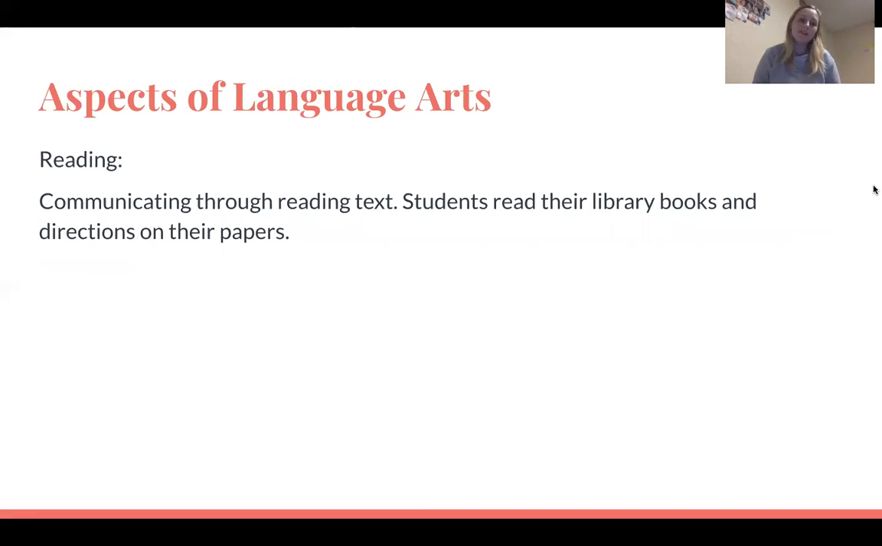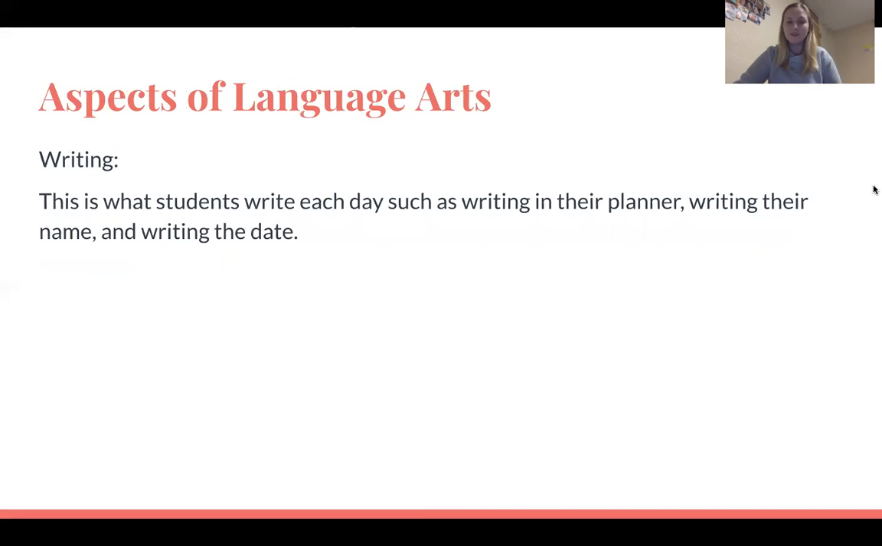So our aspects of language arts, the first one is reading. So it's communicating through reading text. So students could be reading their library books or directions on their papers, and they'll be reading it and obtaining that information. The next one is writing. So the students, they'll be writing each day, as I said, such as writing their planner, writing their names, the date, writing during writing time, stuff like that.